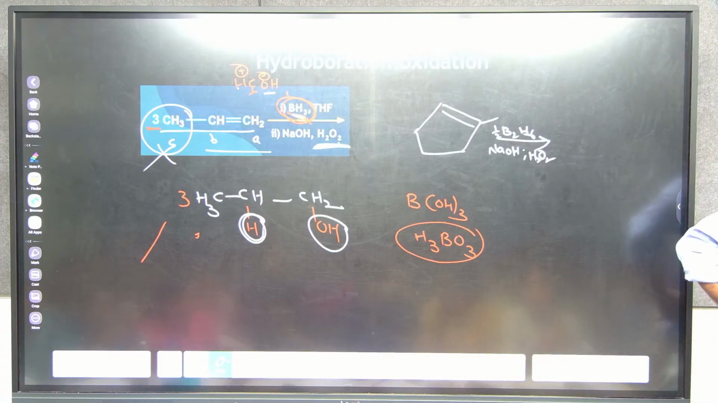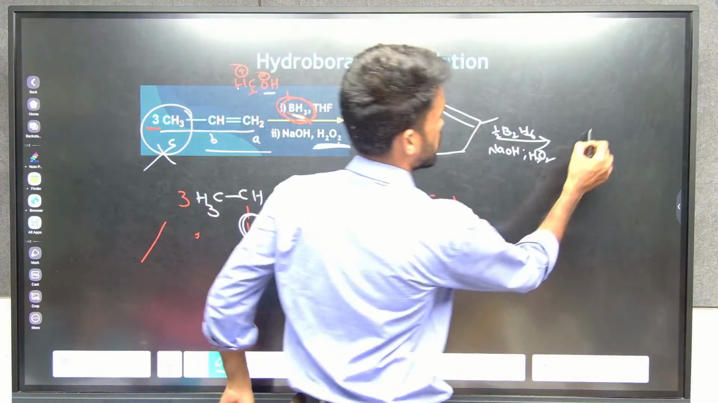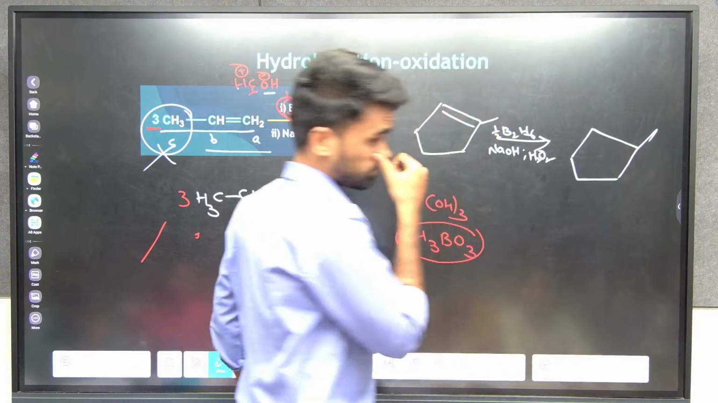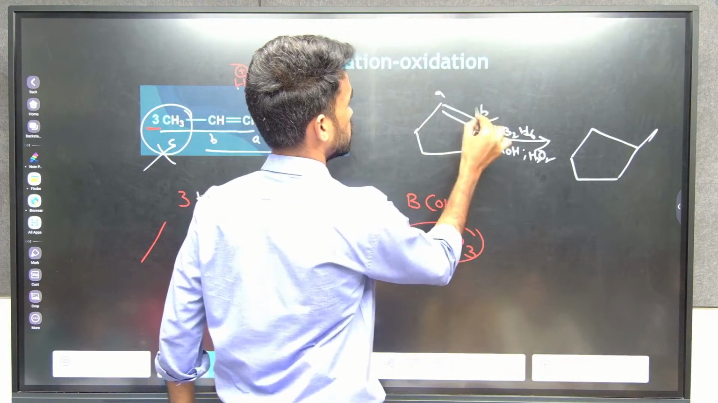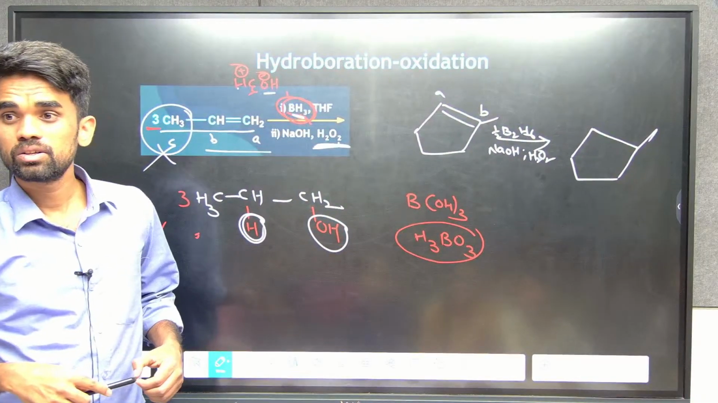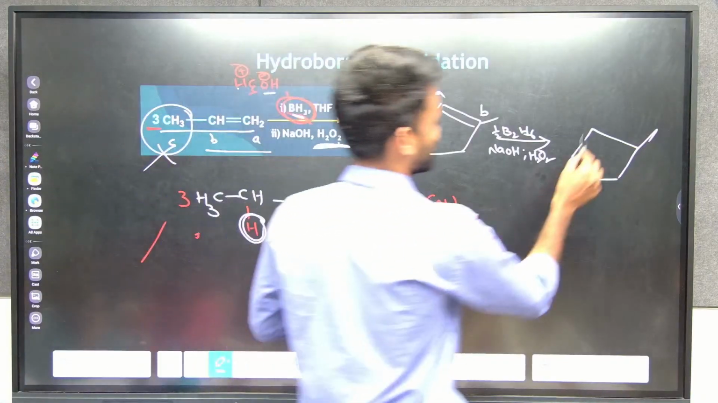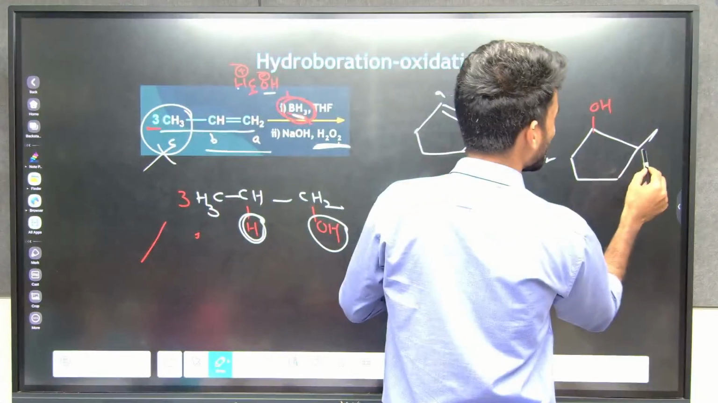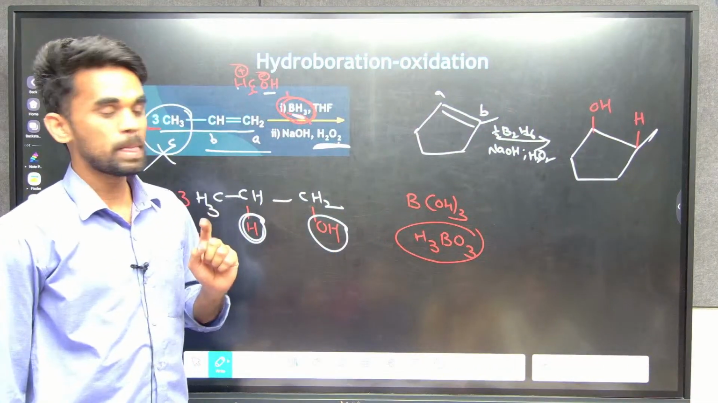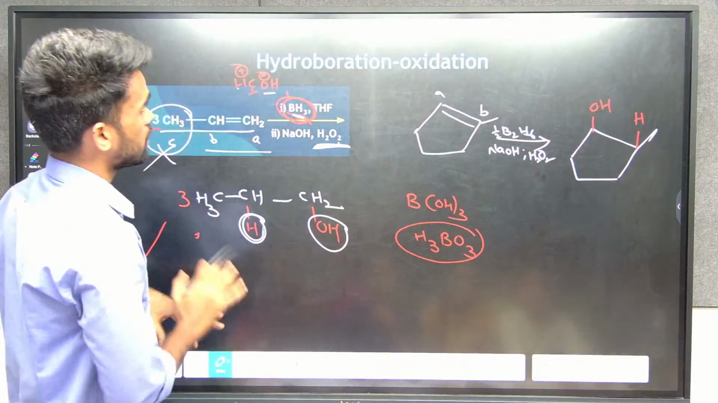Tell me, where should I add H? At this methyl group, what should I add? Tell me now. A, B. That's it. Cis addition, syn addition, I told you. It means both the groups that you are adding should be on the same side. Done with hydroboration.